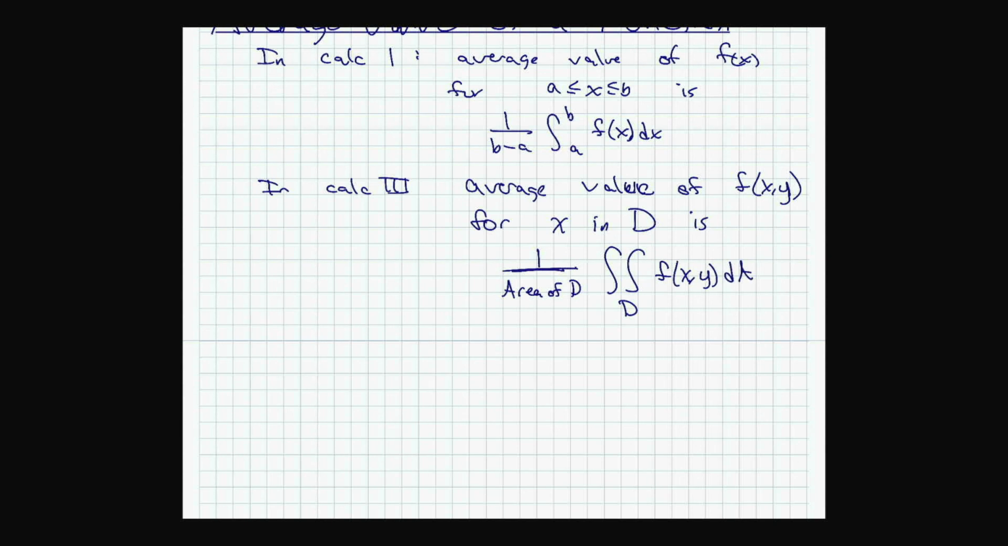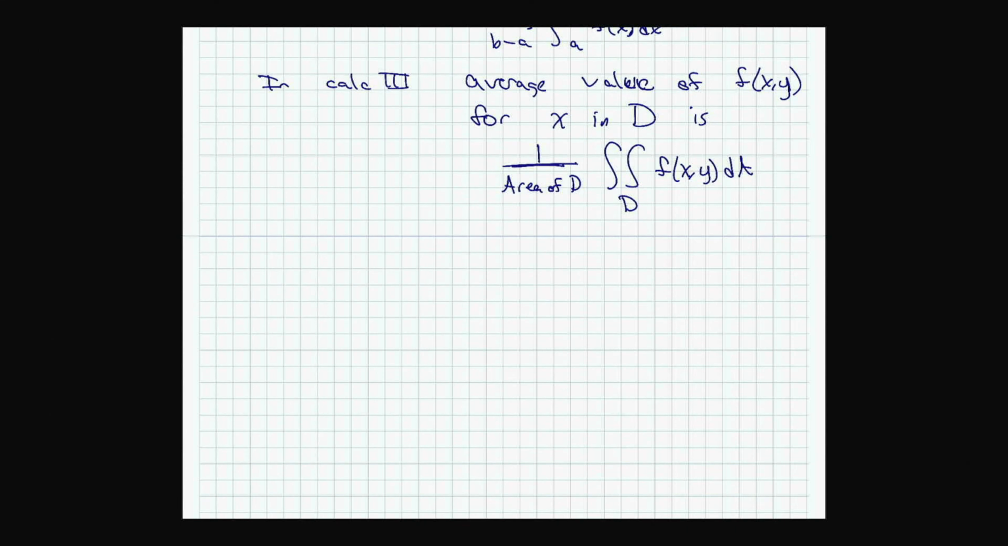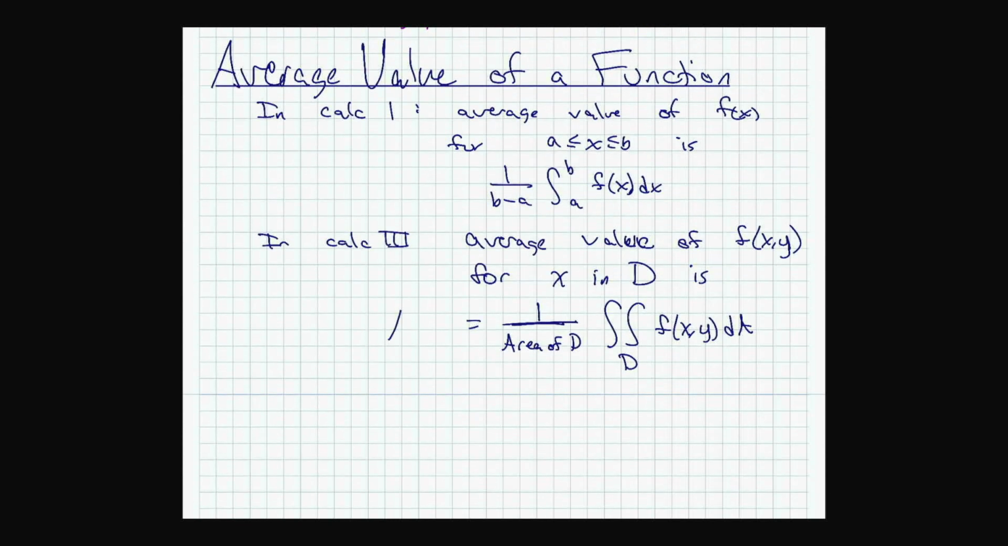So that's an analogous formula. Like b minus a, where b and a are the bounds here, the bounds for D are basically the bounds here. And basically what you're doing is summing up the function over the region and then dividing by the area of the region, and that gives you the average value in some sense. So this is what we would call f average.